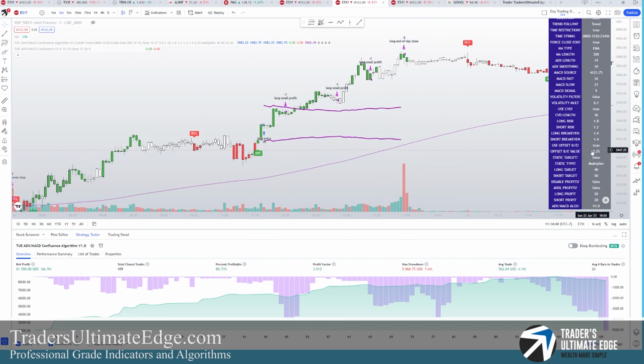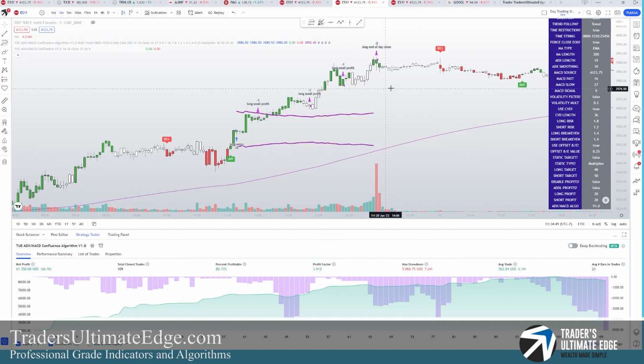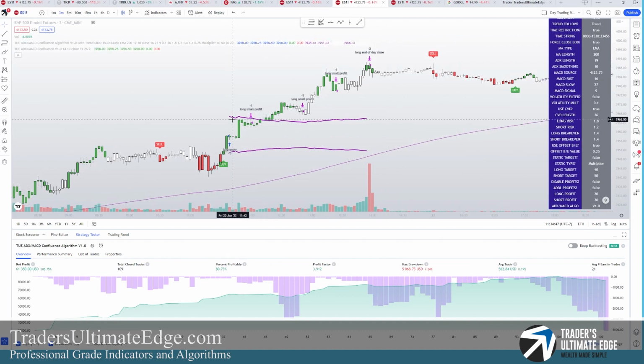Because it does actually have an offset break even of a tick, which helps with slippage. Another thing you'll notice is that these lines change. They're not static. And the reason for that is because stocks aren't static, right? They move. The volatility changes.